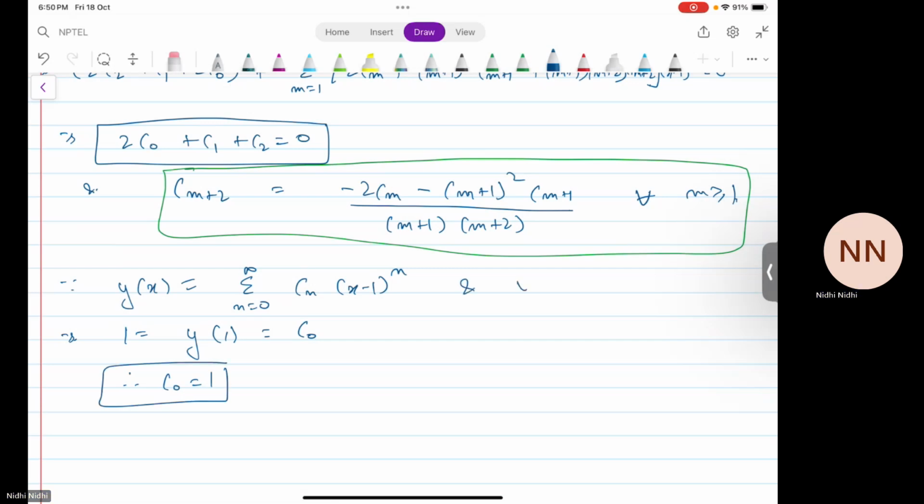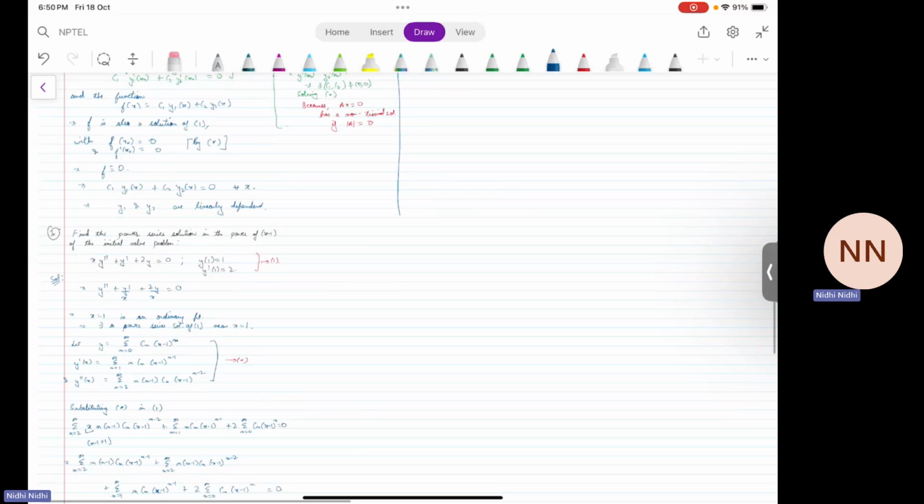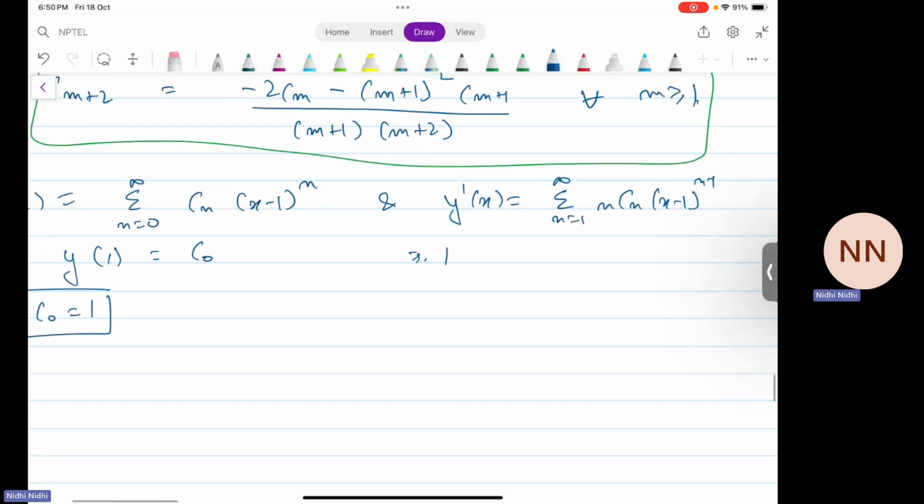Similarly, we had y dash x is equal to summation n from 1 to infinity n cn (x minus 1) to the power n minus 1. Y dash 1 is 2. So from here we get 2 equals to y dash 1. So y dash at 1 will be just c1, because after that (x minus 1) is 0, so the rest of the terms will be 0. Therefore we get c1 equals to 2.